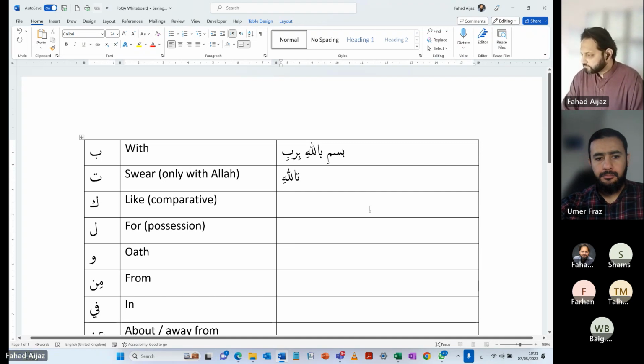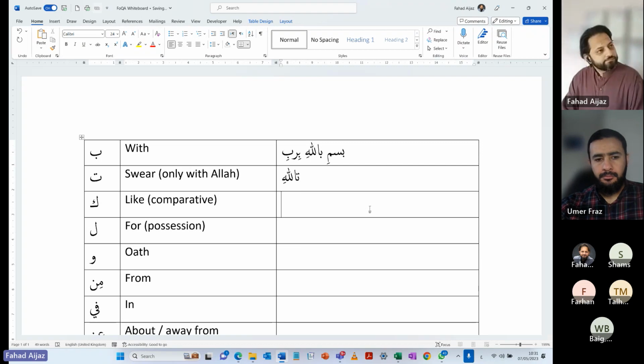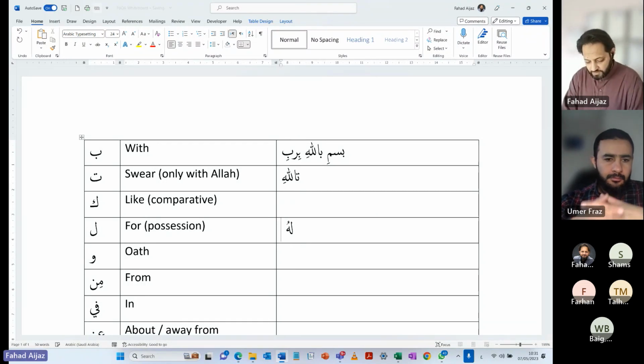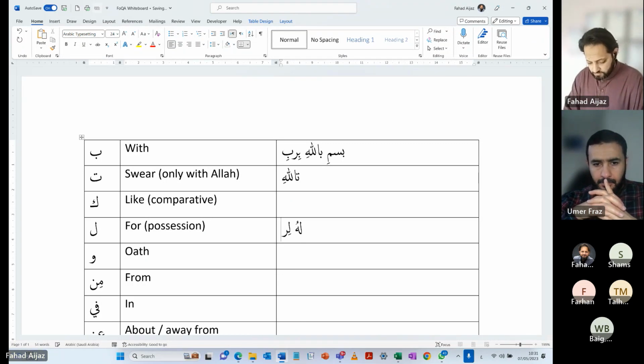I'm just trying to think of an example. I'll figure out one. Give me some time. Okay. This is lahu. Lahul mulku samawati wal ard. For him. For example, the Rasul, ar-Rasuli is also another example.